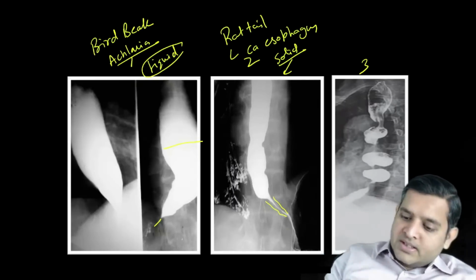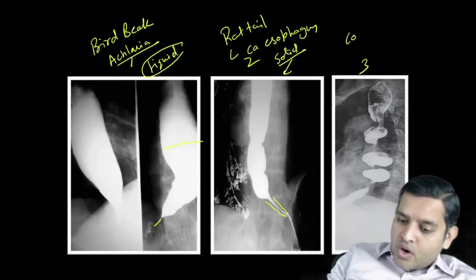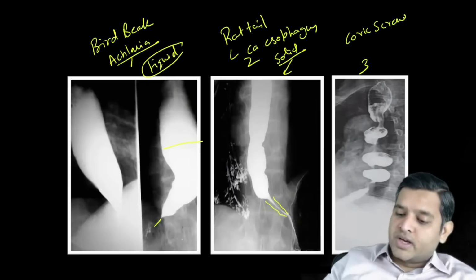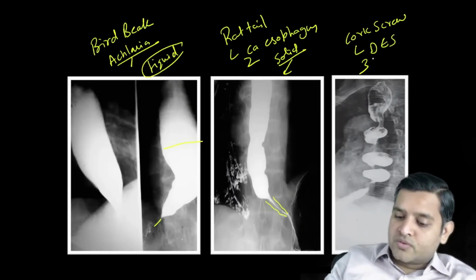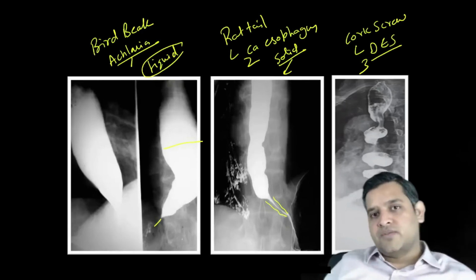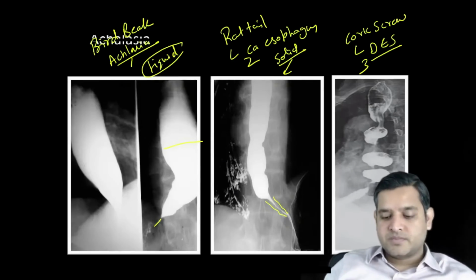Okay. Whereas this is called corkscrew esophagus, which is a feature of diffuse esophageal spasm.